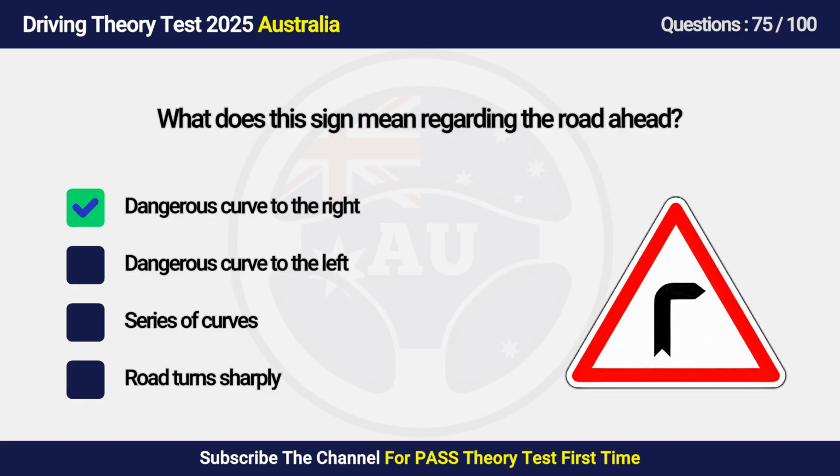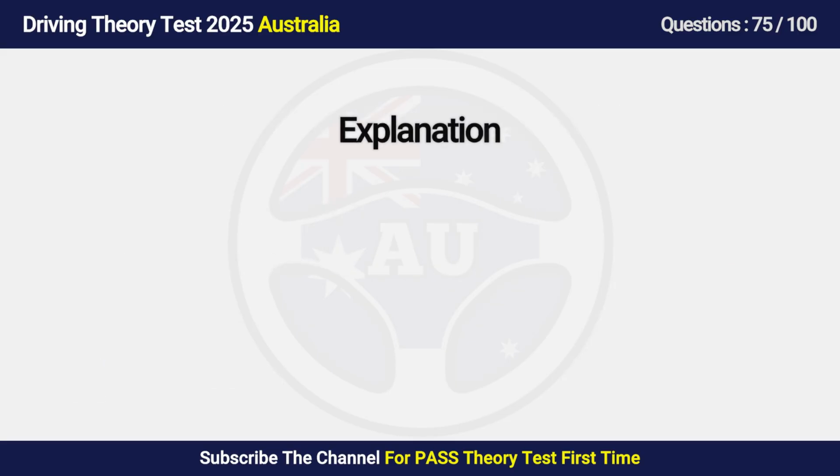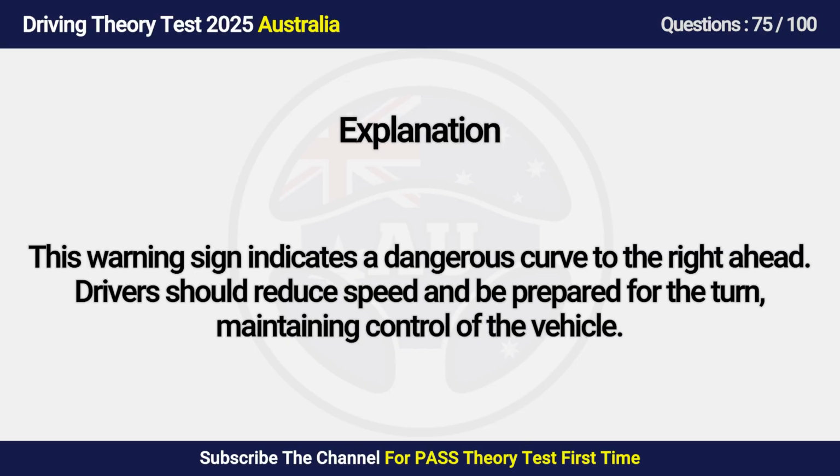Answer is A. Dangerous curve to the right. This warning sign indicates a dangerous curve to the right ahead. Drivers should reduce speed and be prepared for the turn, maintaining control of the vehicle.